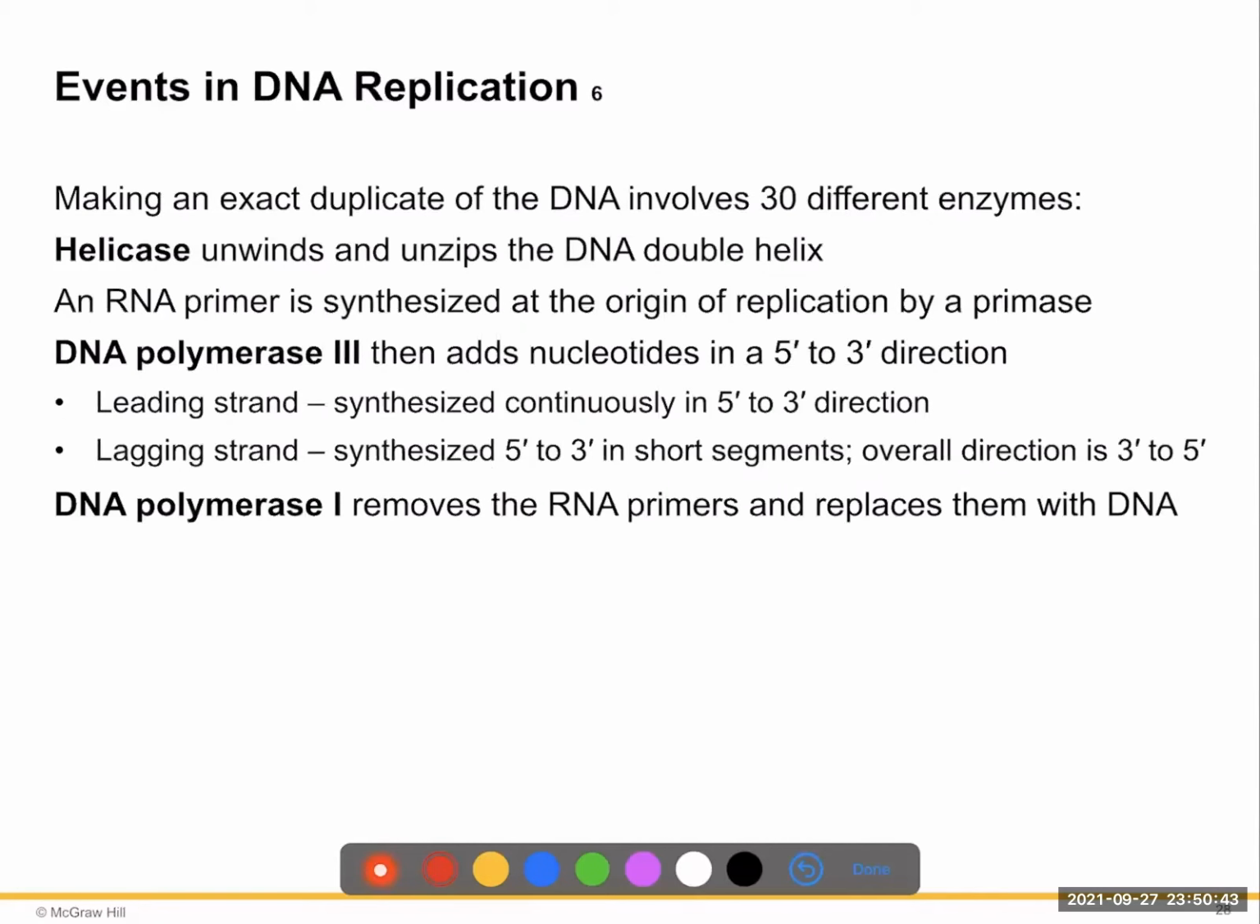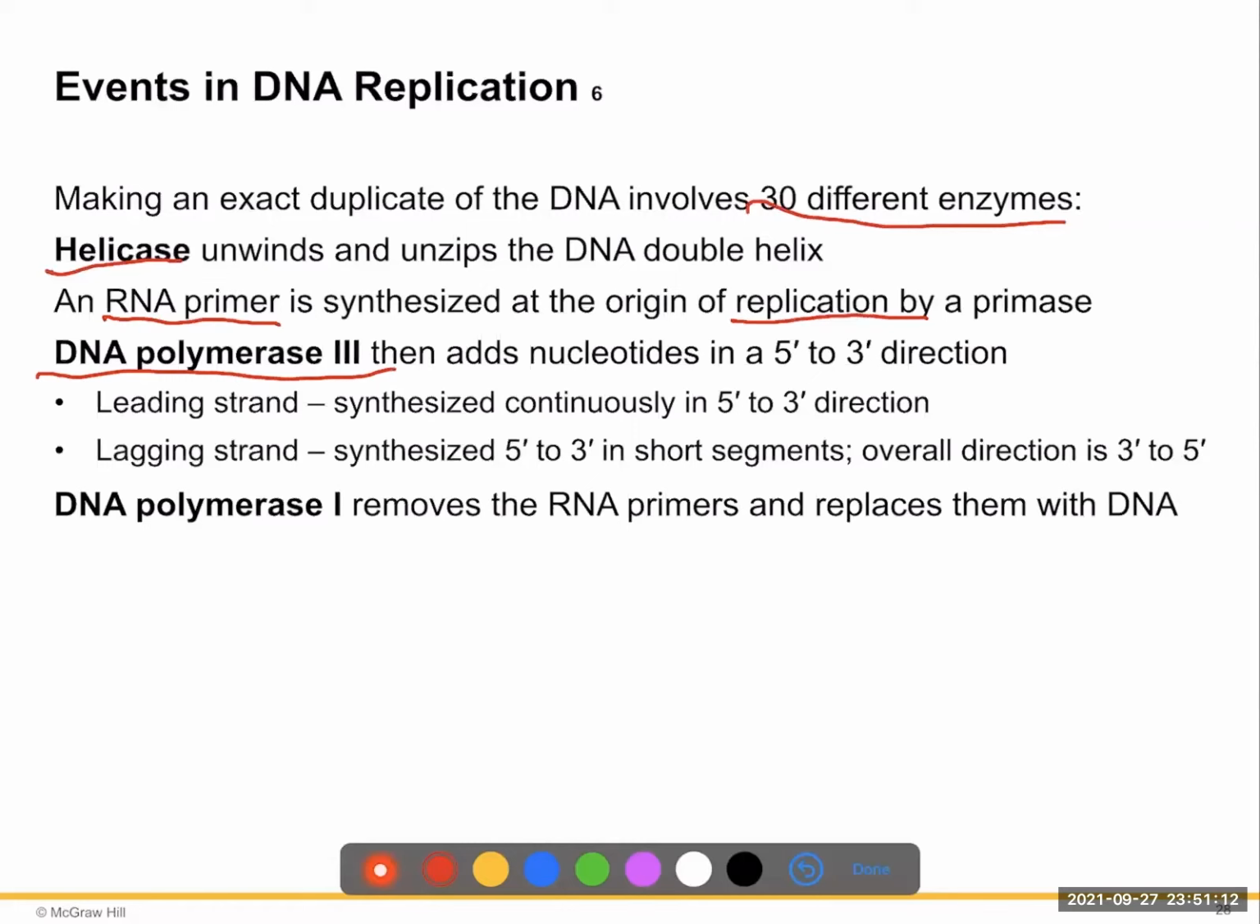So in summary, what we did was to make an exact copy of the DNA. It involves about 30 different enzymes, so it's not just a simple process. The helicase unwinds, unzips the DNA double helix. Then an RNA primer is synthesized at the origin of replication by the primase. Then DNA polymerase 3 adds the nucleotides in the opposite direction.